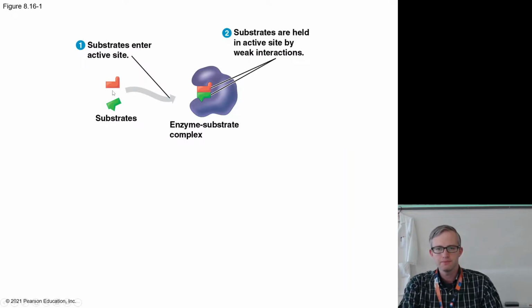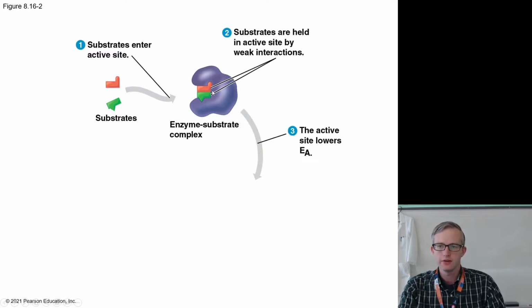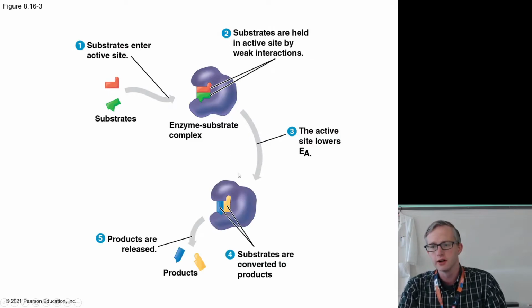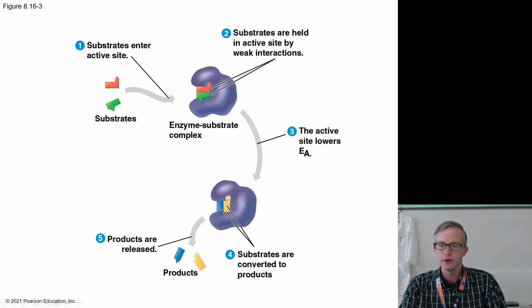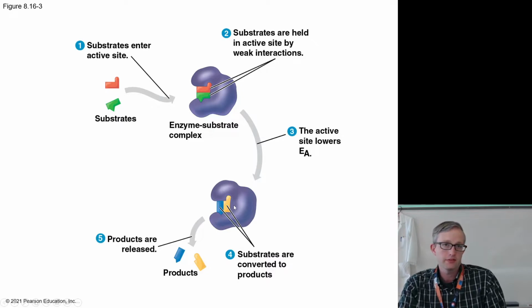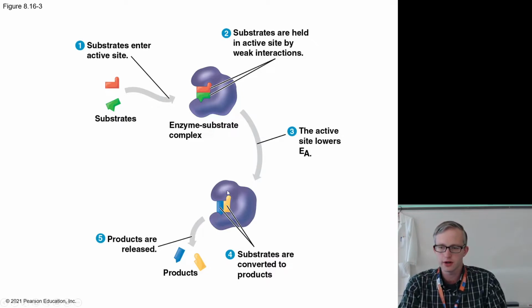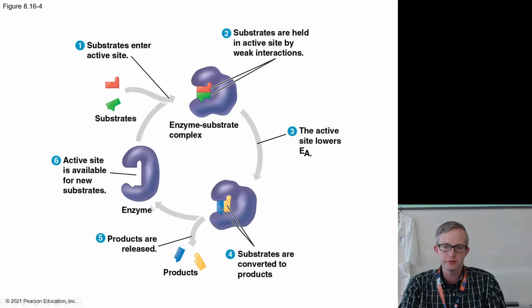So here it is. We have substrates coming in, the orange and green substrates. They bind to the active site on the enzyme, forming the enzyme substrate complex. They're held there by weak interactions. This lowers the activation energy for the chemical reaction between the green and orange substrates. And so now that reaction can occur, turning the green and orange thing into a blue and yellow thing. That blue and yellow thing now, that's a new product, has a different shape. It's no longer going to be fitting as perfectly with the active site, and so those products are released.